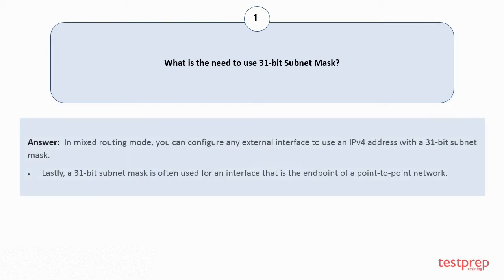Your answer is 1. In mixed routing mode, you can configure any external interface to use an IPv4 address with a 31-bit subnet mask. 2. Lastly, a 31-bit subnet mask is often used for an interface that is the endpoint of a point-to-point network.